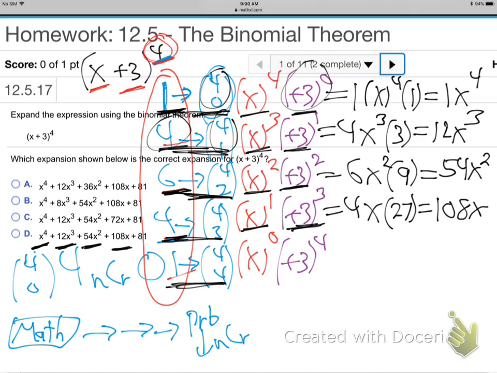Lastly, 1. 4 choose 4 is 1. 1, and what's x to the 0? What's anything to the 0? 1. And 3 to the 4th, use calculator, 81. 1 times 1 times 81, 81. Sure enough, there it is. There's the terms. We cranked them all out.